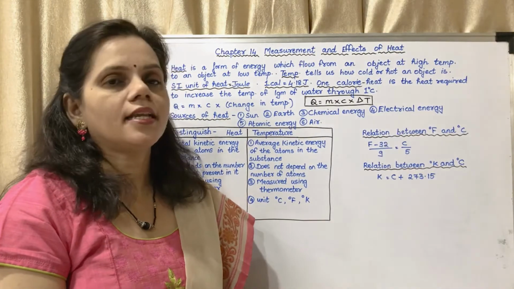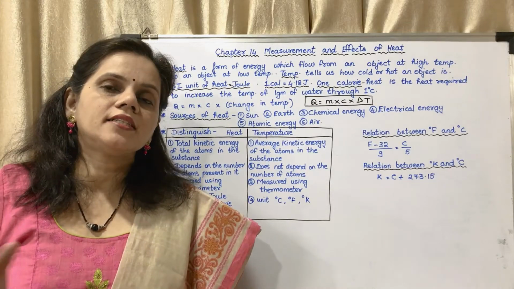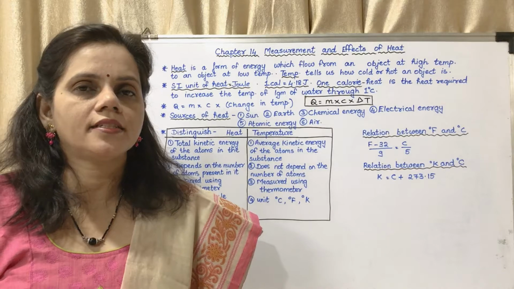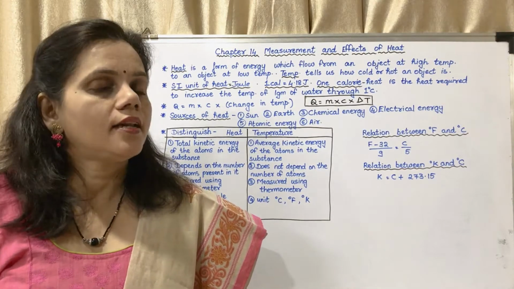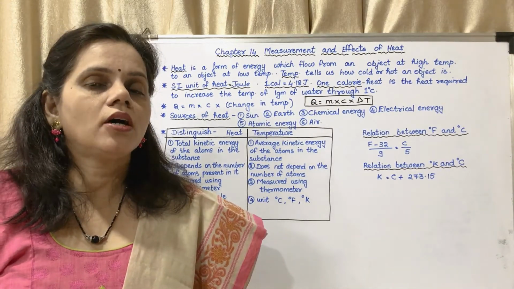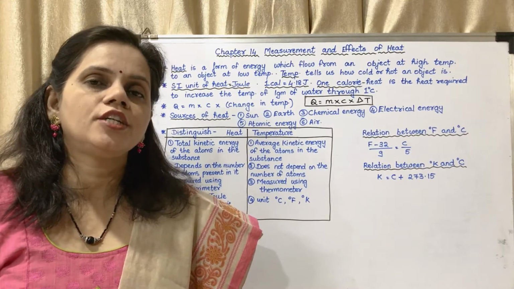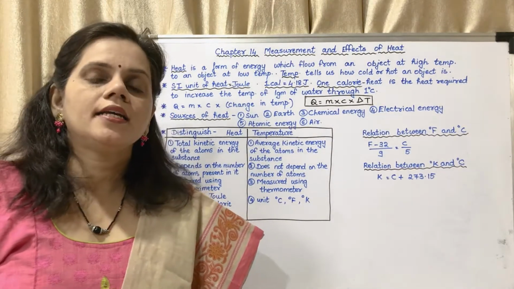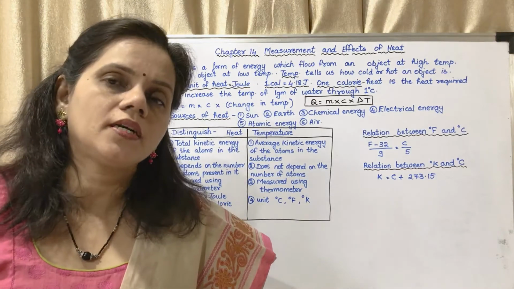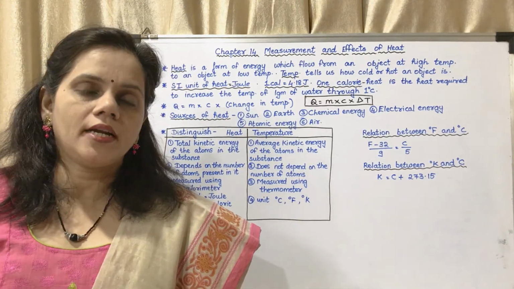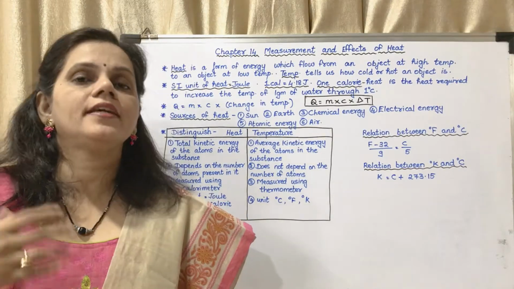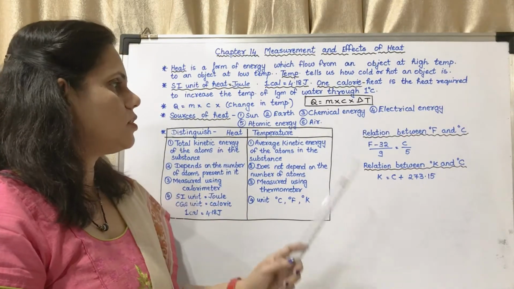Next is electrical energy. We know that electrical energy is converted into heat energy. You are familiar with the electrical oven and electrical heater. These all convert electrical energy into heat energy. Next is atomic energy. Inside the nucleus, atomic energy is present. With the help of that atomic energy, we can also produce heat energy.